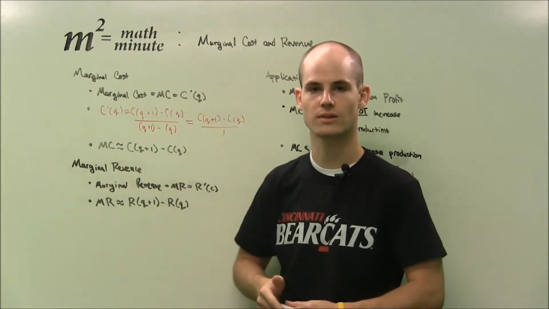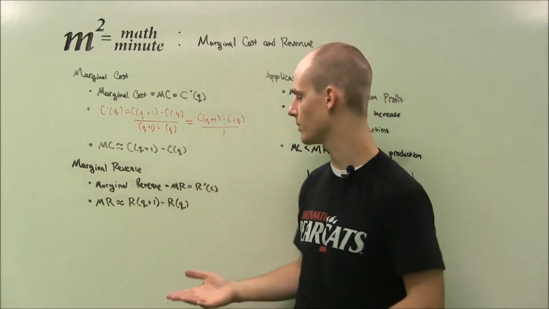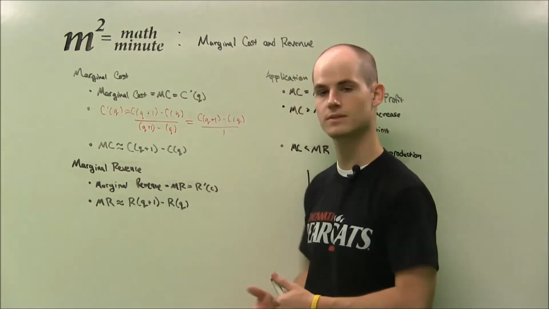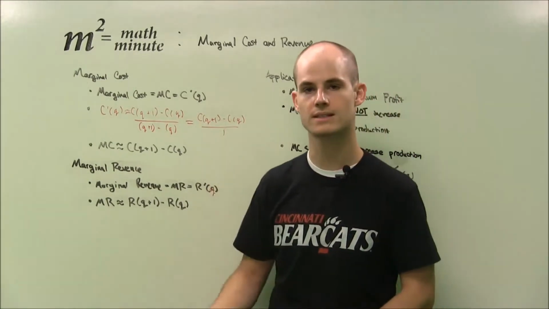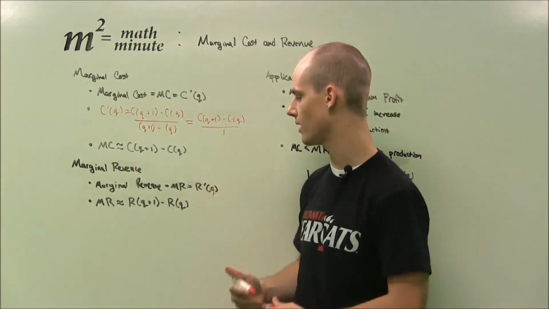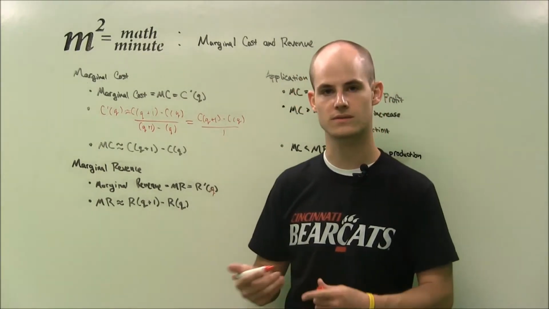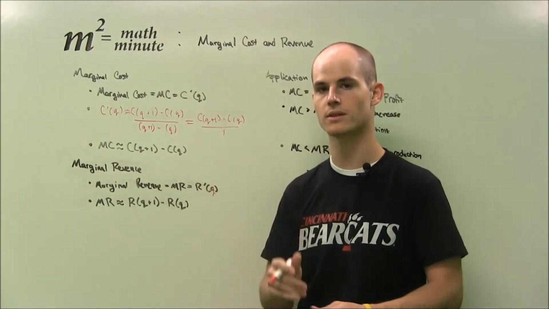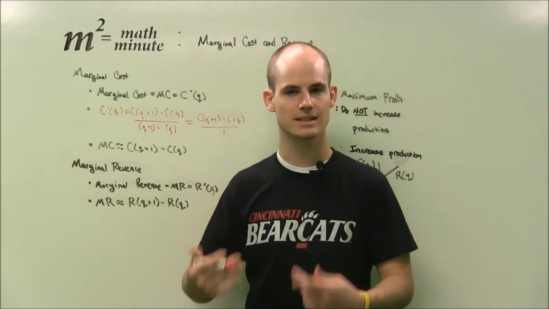Marginal revenue is the same idea. We take marginal revenue, we abbreviate it the same way, MR, and that equals the derivative, R prime of Q. Now this is in the same way, approximately R at Q plus 1 minus R at Q. We're taking the slope between 2 points very close together, and the denominator happens to be 1 because they're 1 unit apart. So now we've talked about marginal cost and marginal revenue, but let's actually apply it.